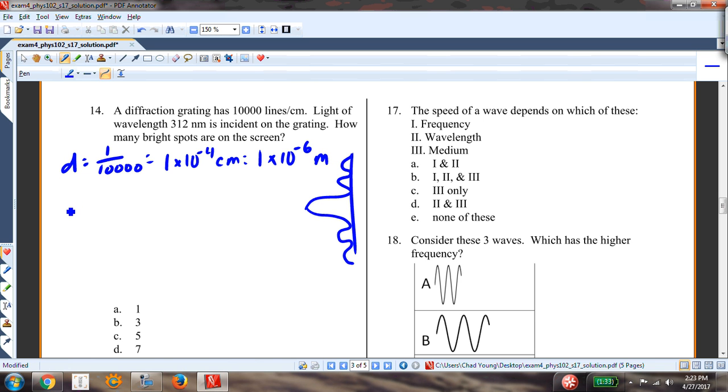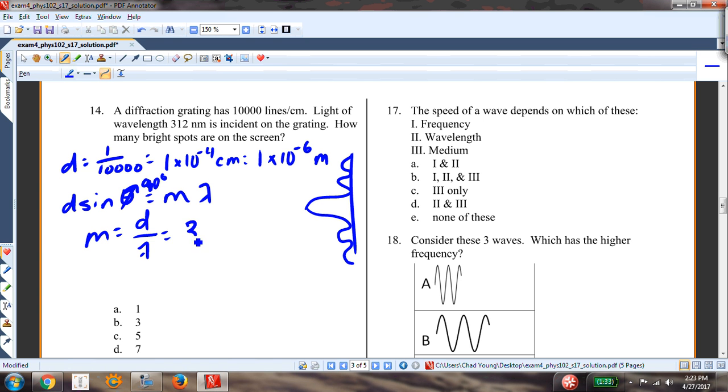d sine theta is equal to m lambda. Just like we had before, this is going to be 90 degrees because we're looking for the maximum number of spots, so that sine of 90 is equal to 1. So m is just equal to d divided by lambda. So that's 1 times 10 to the minus 6, divided by the wavelength, which is 312 times 10 to the minus 9.